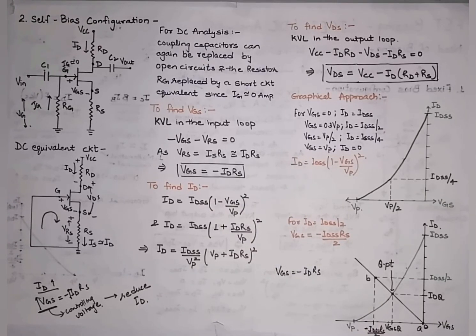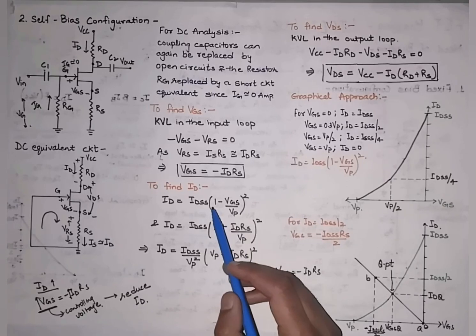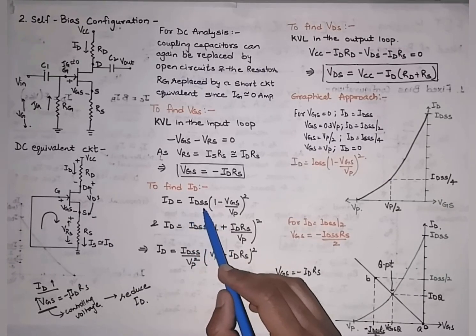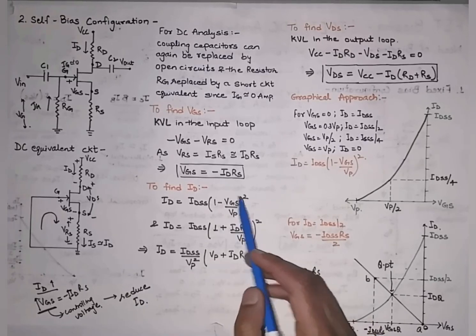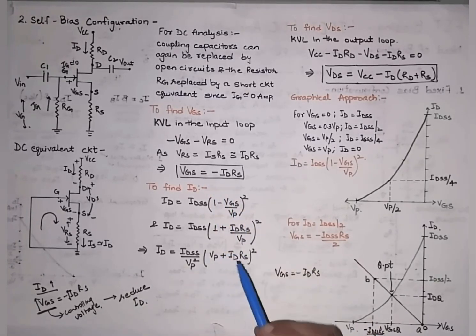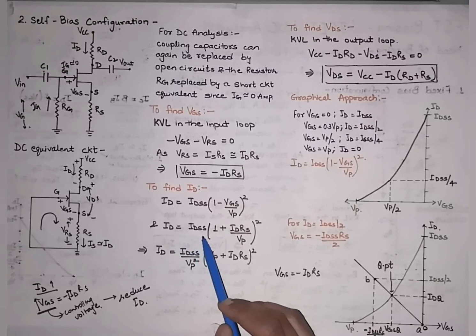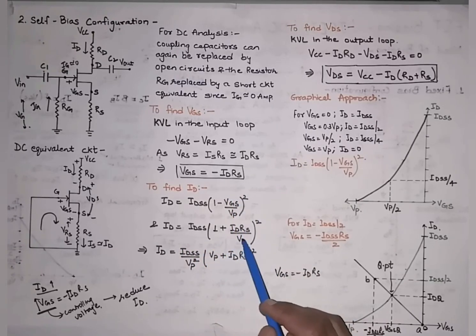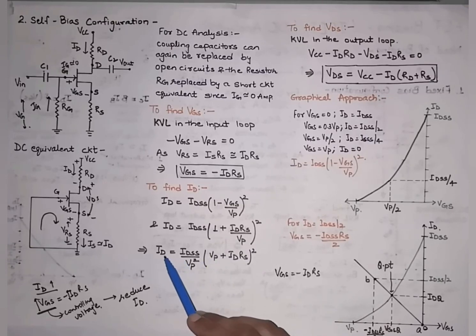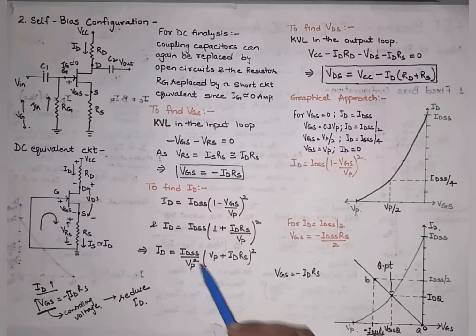Now second is to find the value of ID. Again using the Shockley expression, we can say ID is equal to IDSS into (1 minus VGS by VP) whole square. Put the value of VGS from the above equation in this, and we will get ID is equal to IDSS into (1 plus IDRS by VP) whole square. Take the LCM and rearrange it. We will get ID is equal to IDSS into (VP plus IDRS) whole square divided by VP square.